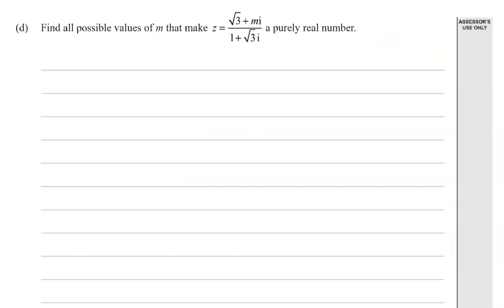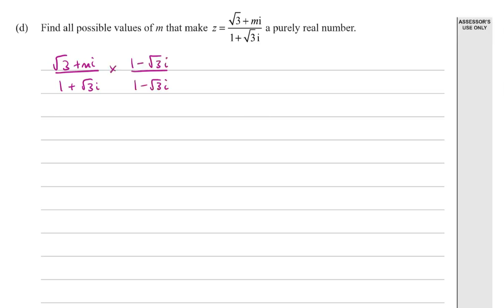For part D, we've been given this complex number in a bit of an odd form, and we want to work out what we could put m as so that it would be purely real. Now, being purely real means it would have no imaginary parts. At the moment, it's in too much of a mixture of things for us to be able to work out what that means. So we need to tidy this up a bit.